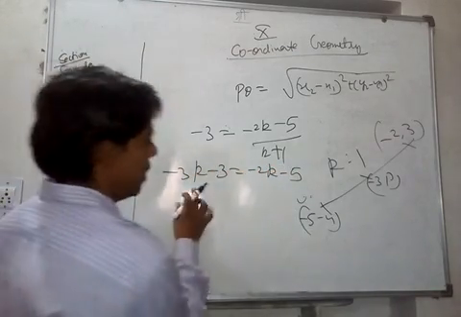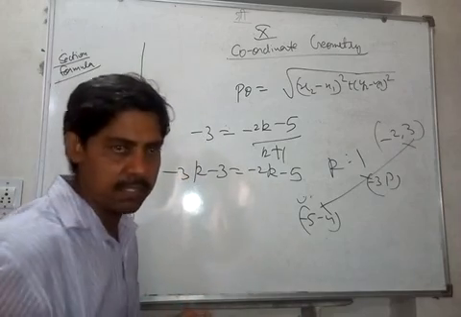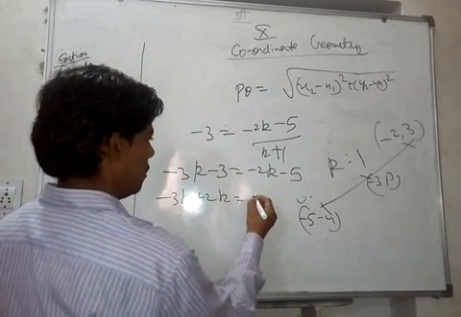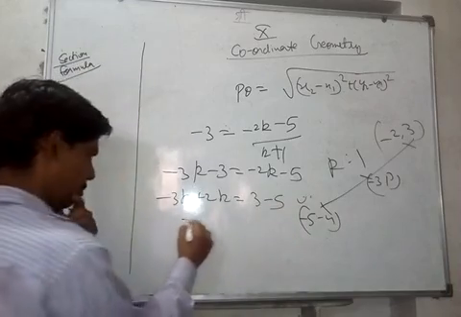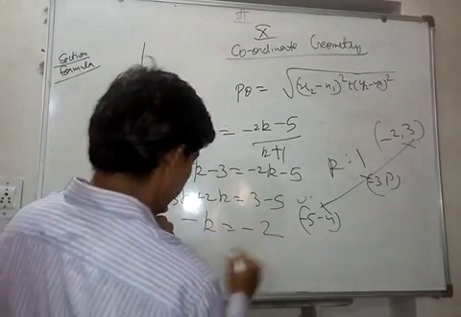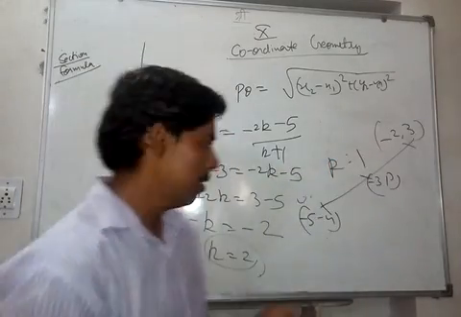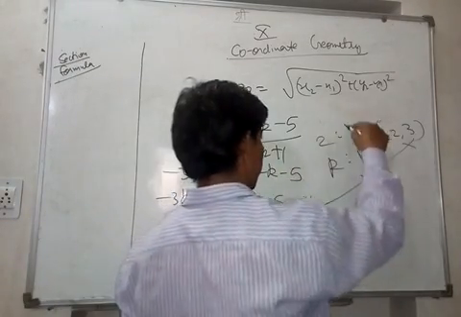So we get minus 3k plus 2k. What is minus 3k plus 2k? Minus 3k plus 2k is minus 5 plus 3. So that comes to what? Minus k is equal to minus 2. So are we getting k is equal to 2? So the ratio is 2 is to 1.